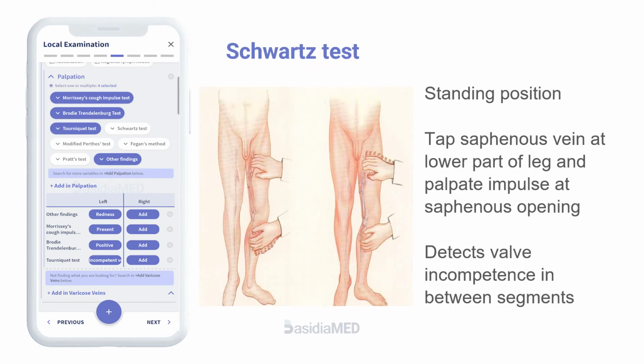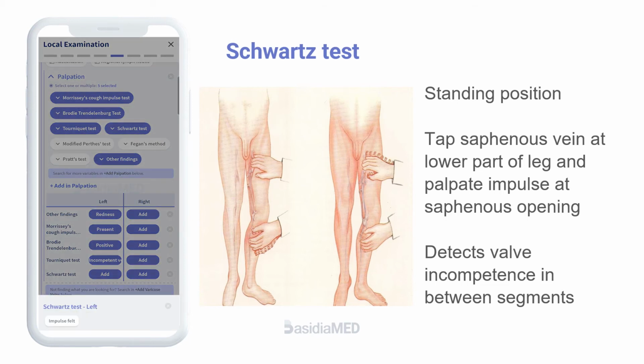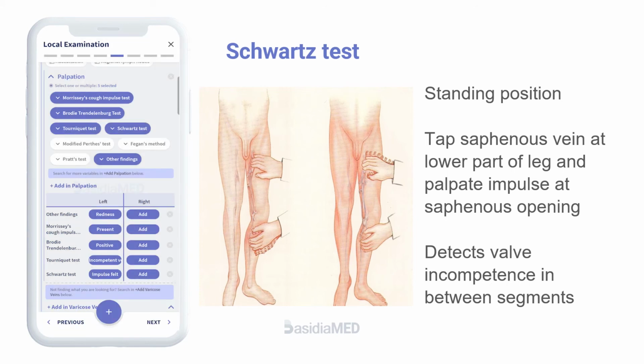The Schwartz test suggests the incompetence of valves in between the segments of the vein. In standing position, the long saphenous vein is tapped in the lower part of the leg, and the saphenous opening is palpated. In a positive test, a palpable impulse is felt at the saphenous opening, indicating a superficial column of blood and incompetence of valves in between segments.